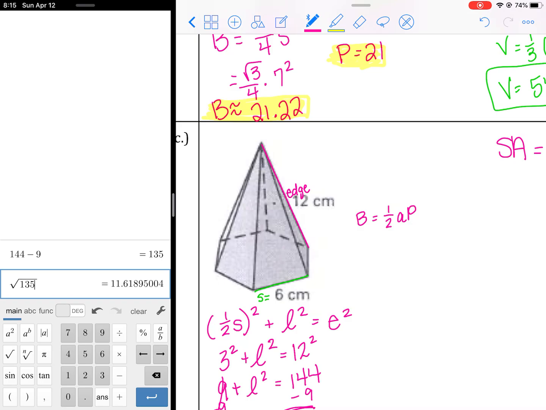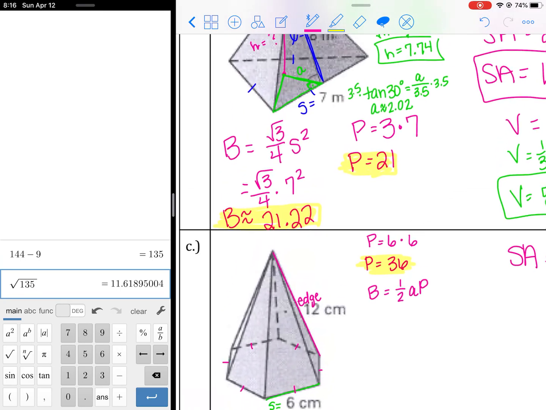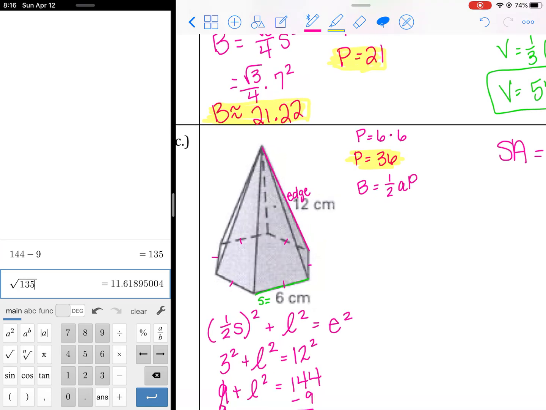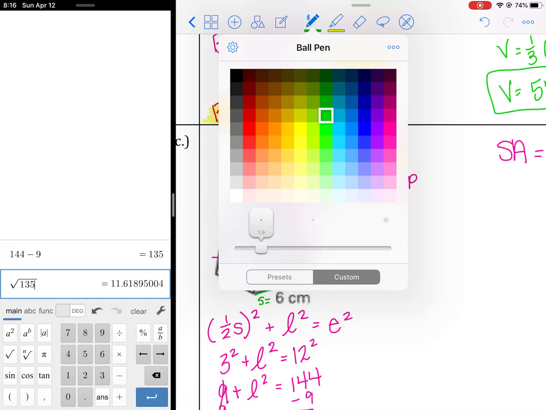So let's go in and find the perimeter of this shape. So the perimeter is going to equal the number of sides, and there were 6 sides on a hexagon, times the side length, which was 6. So the perimeter of this shape is 36. So the other thing I need for this area of the base formula is the apothem. So we're going to use that same process that we went through here to find the apothem of this hexagon that's on the bottom of this.